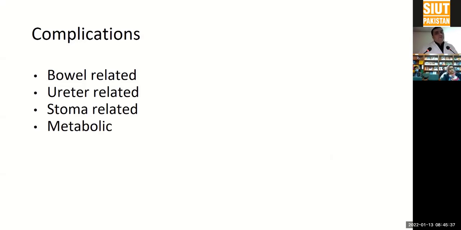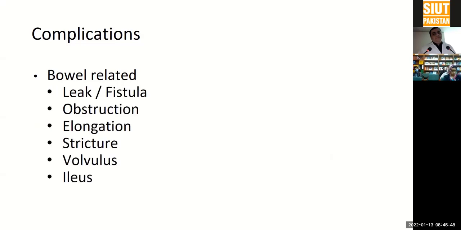Now comes the complications of urinary diversion, which are classified according to the bowel related, the complications of the ureter, the stoma related, and the metabolic complications. Regarding bowel complications, first comes the fistula, which is within the first several weeks of the surgery, and it can be fecal and urinary. And as we are discussing urinary diversion, the most common leak is in the fistula or the urinary.